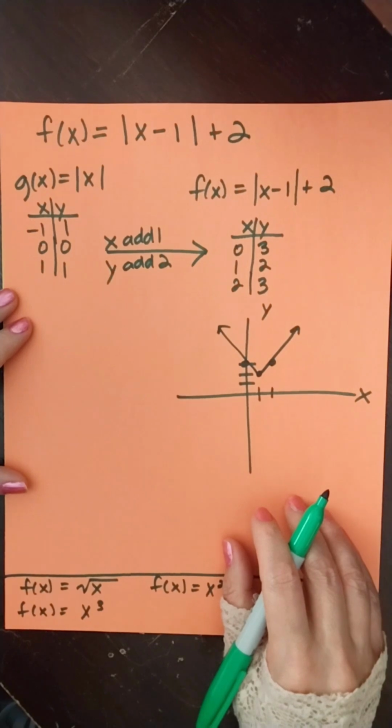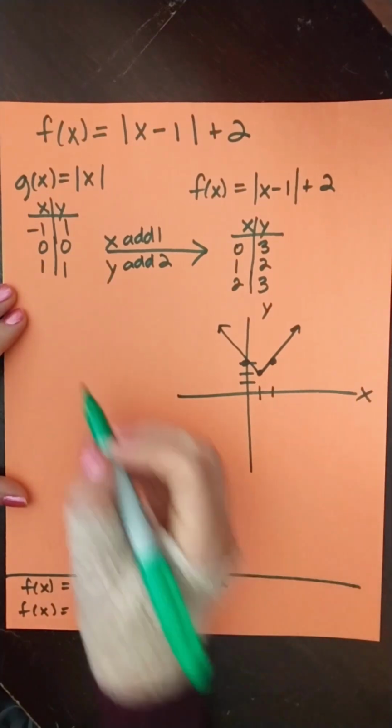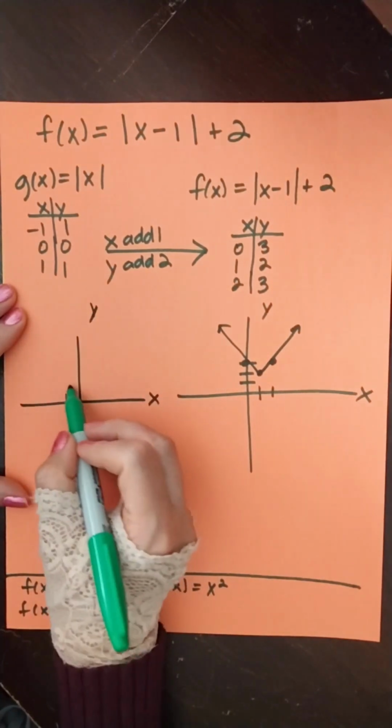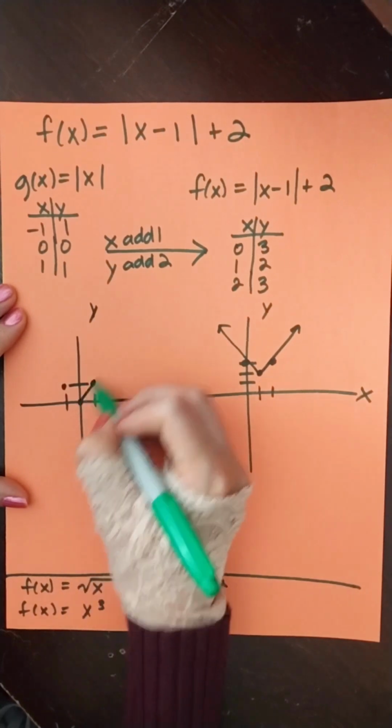So if we go back and name these transformations that we did, let's look at our original. So we have (-1, 1), (0, 0), and (1, 1).